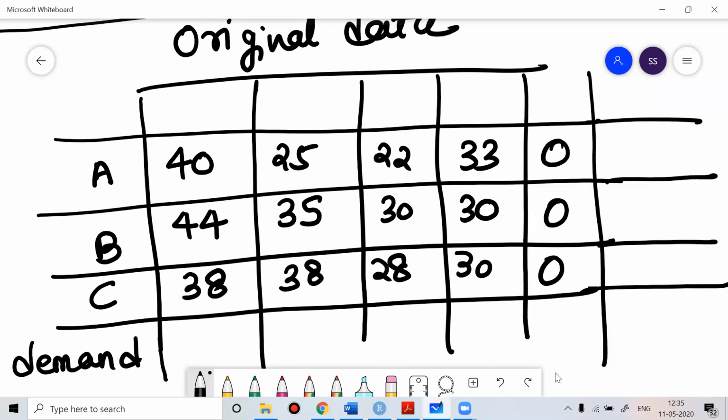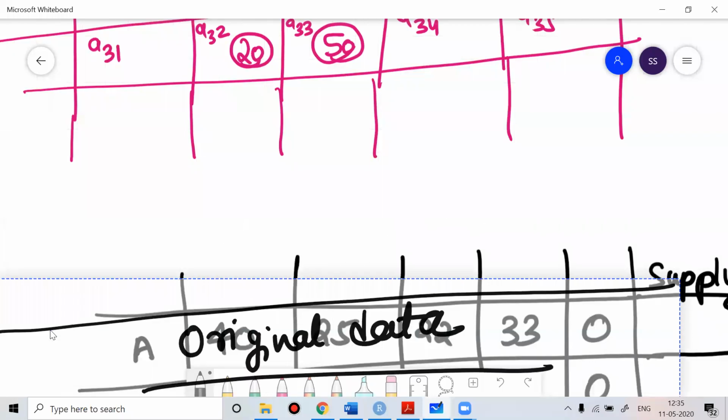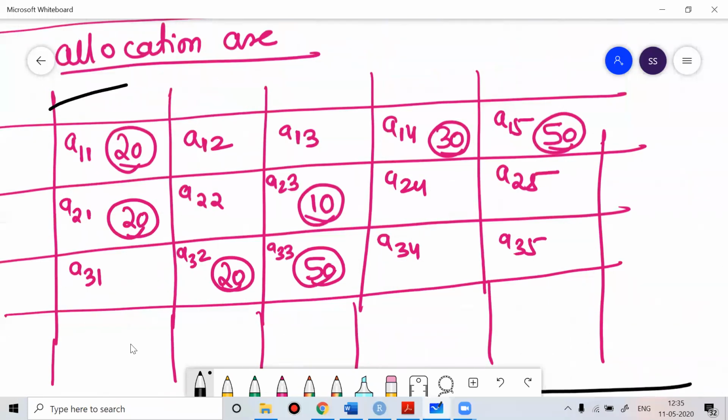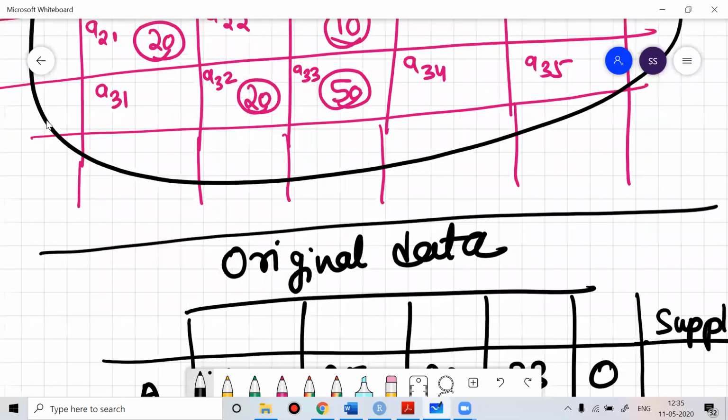So this was your original data. Now on this original data, you can see your allocation. What are your allocations? These are your allocations. If you substitute whatever allocation you got on the original data, let's substitute your allocation on the original data.